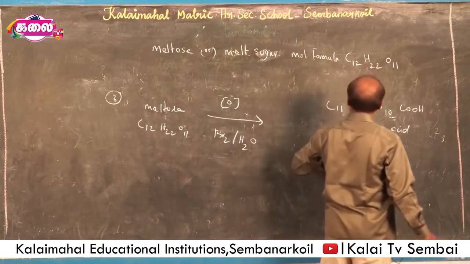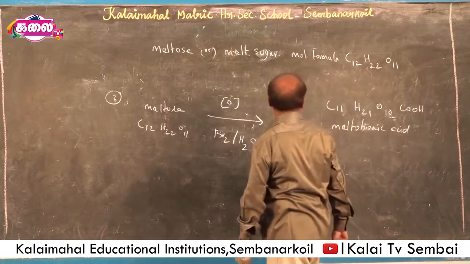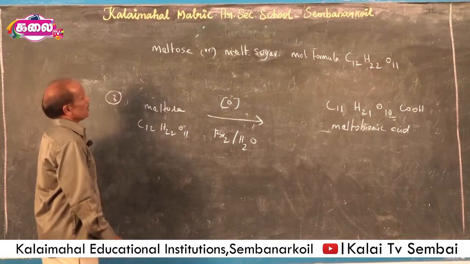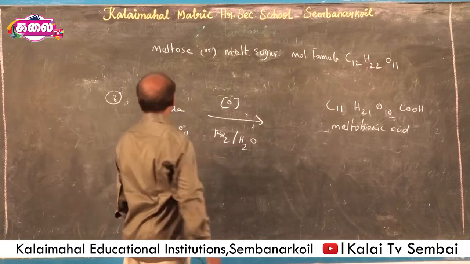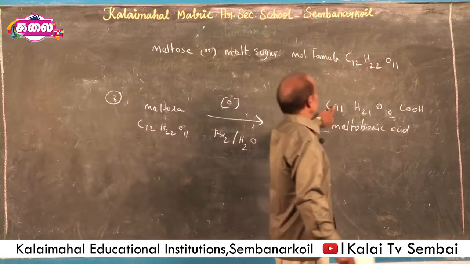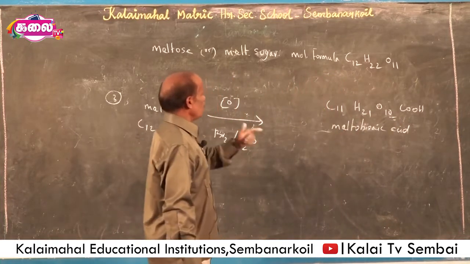Here we have got maltobionic acid. Both the compounds have the same number of carbon atoms, C12, here also C11 plus C1. So maltobionic acid also contains 12 carbon atoms.